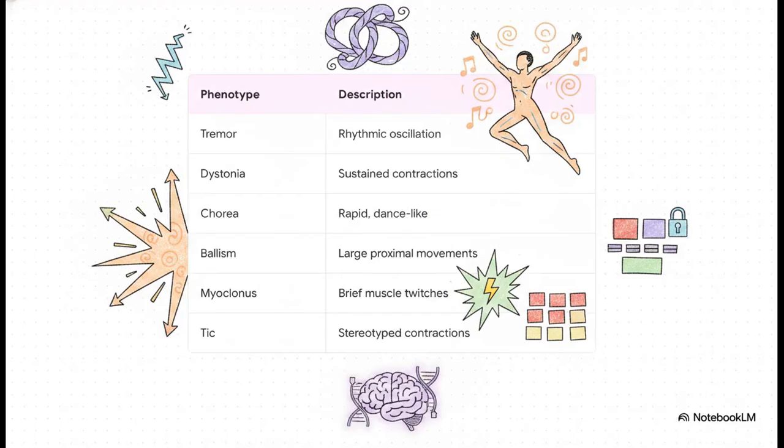Let's just make sure we've got our shared vocabulary locked in. A tremor is a rhythmic oscillation. Dystonia, that's sustained, patterned, twisting movements. Now contrast that with chorea, which gives you these rapid, semi-purposeful, almost graceful dance-like movements. If those choreic movements become large amplitude and proximal, we call that ballism. Myoclonus brings sudden, brief, shock-like jerks, and tics are stereotyped movements that patients can actually temporarily suppress. Having this conceptual map in our heads is super vital before we start digging into the genes.